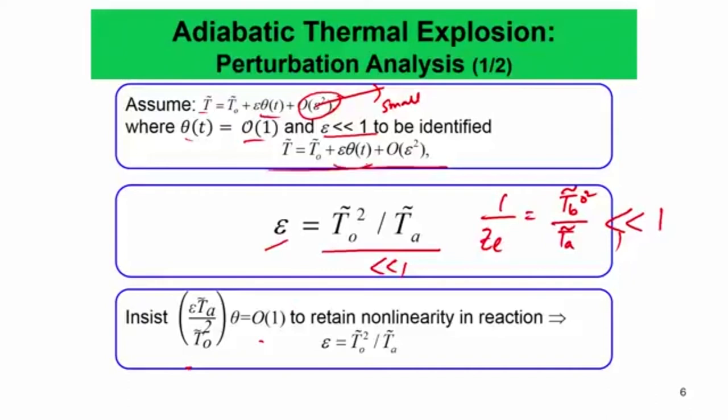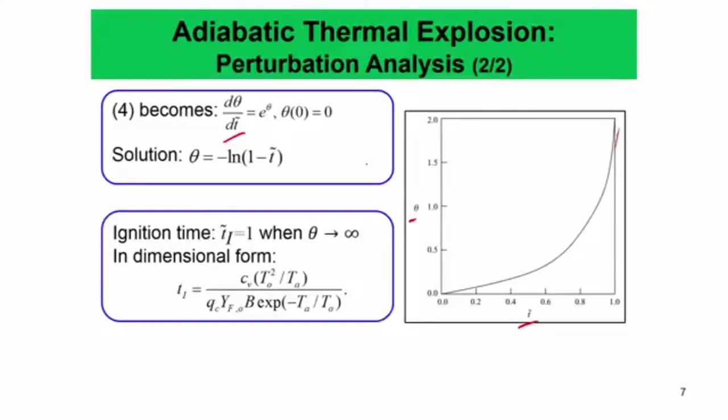Okay, you can do this analysis, and you will find that the ignition time t tilde is essentially t divided by ti. Whereas ti we can estimate now: we can find out the time when theta becomes infinite. So this is what the solution is. Theta is essentially minus logarithm of 1 minus t tilde, and this gives this behavior.